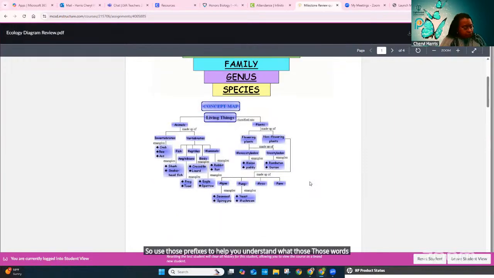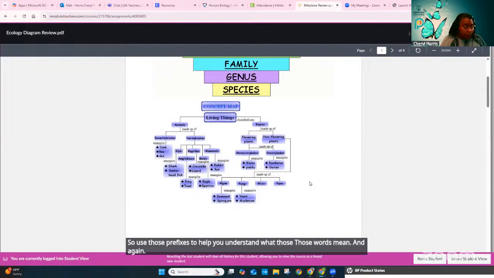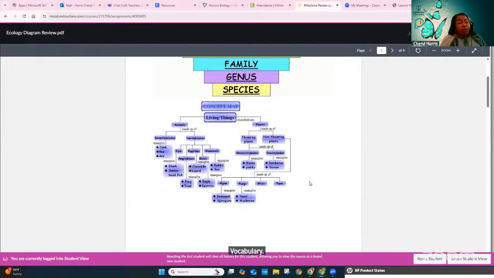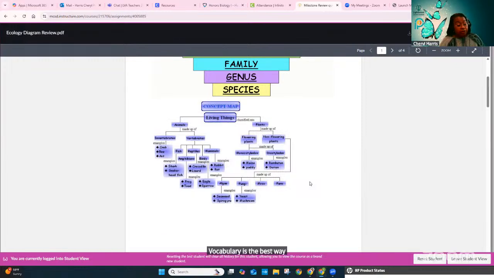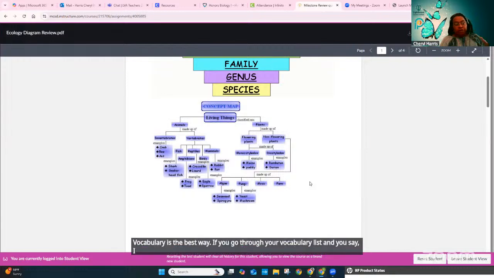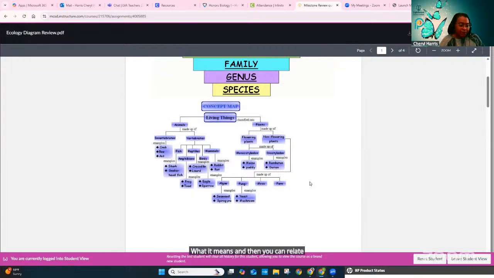And again, vocabulary. The best way, I can't give you sample questions. I can only tell you what the topics are for this test. Vocabulary is the best way. If you go through your vocabulary list and you say, I've seen that word before, I understand what it means, and then you can relate it to what the question is asking you.